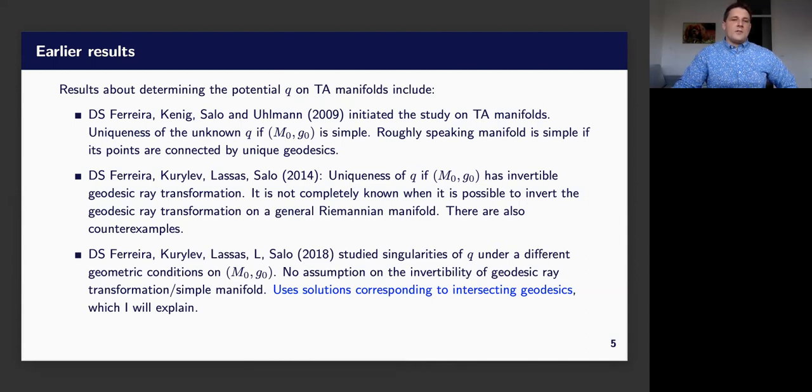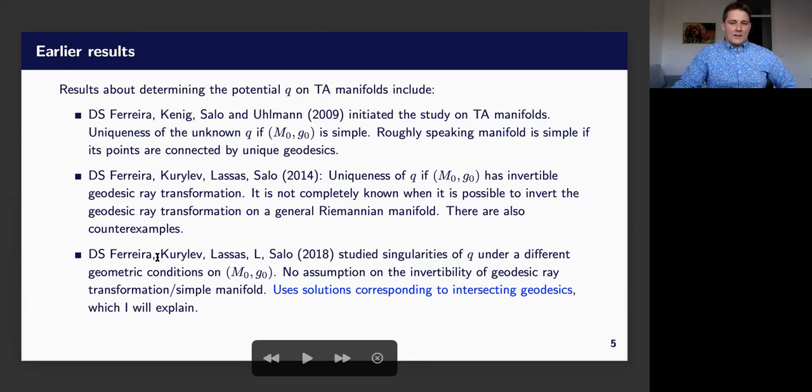Then, some years later, again David dos Santos Ferreira, but now with Yaroslav Kurylev, Matti Lassas, and Mikko Salo, were able to prove a similar result. In this case, they assumed that the geodesic ray transformation on the transversal manifold is invertible. However, it is not completely known when the geodesic ray transformation can be inverted. And also there are counterexamples which show that you cannot always invert the geodesic ray transformation.